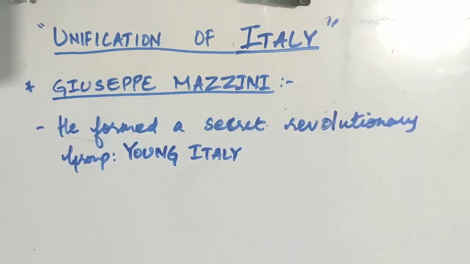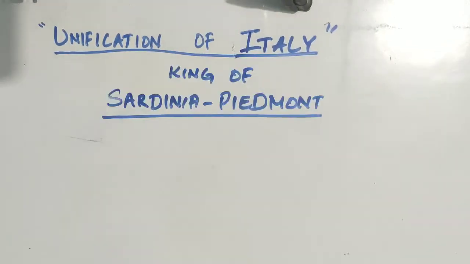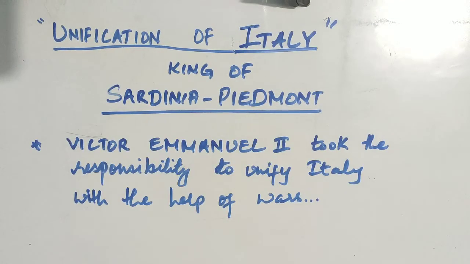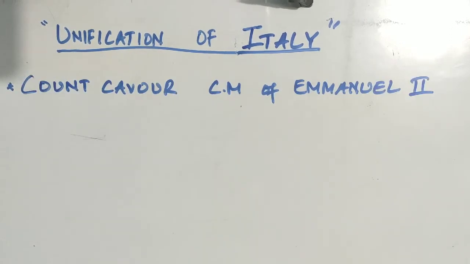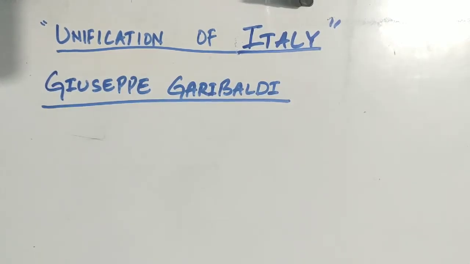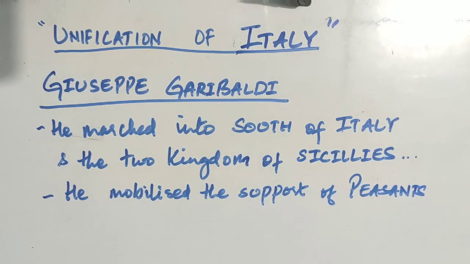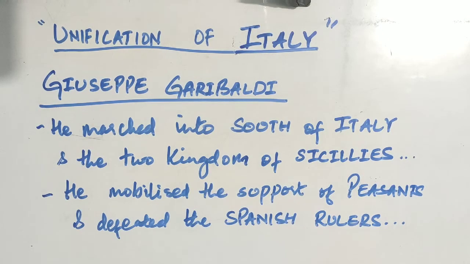During the 1830s, Giuseppe Mazzini tried to unite Italy, and for this he formed a secret revolutionary group called Young Italy, but his efforts failed in the 1830s and in 1848. This failure made the ruler of Sardinia-Piedmont, King Victor Emmanuel II, take the responsibility of unification through wars. Count Cavour was the chief minister of King Victor Emmanuel II. Through his diplomatic skills, he took the help of France and defeated Austria in the northern part of Italy in 1859. In 1860, Giuseppe Garibaldi marched into South Italy and the Kingdom of Two Sicilies. He succeeded in winning the support of the local peasants and defeated the Spanish rulers.